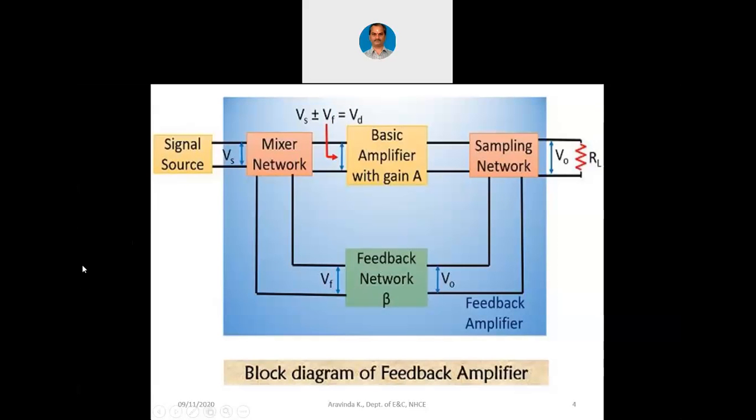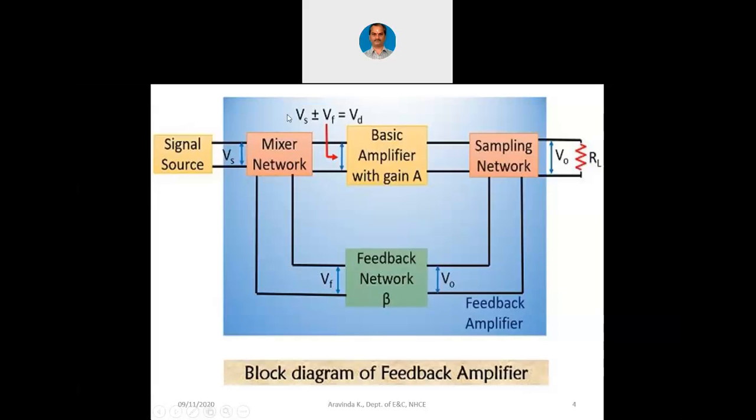So you are already familiar with this particular block where we have a basic amplifier with gain A. Then we have a sampling network at the output. Through the sampling network, we take a portion of the output back to a feedback network. Now from the feedback network, we take that feedback back to a mixer network where the signal will be mixed with the input signal. And then it will be fed back to the basic amplifier.